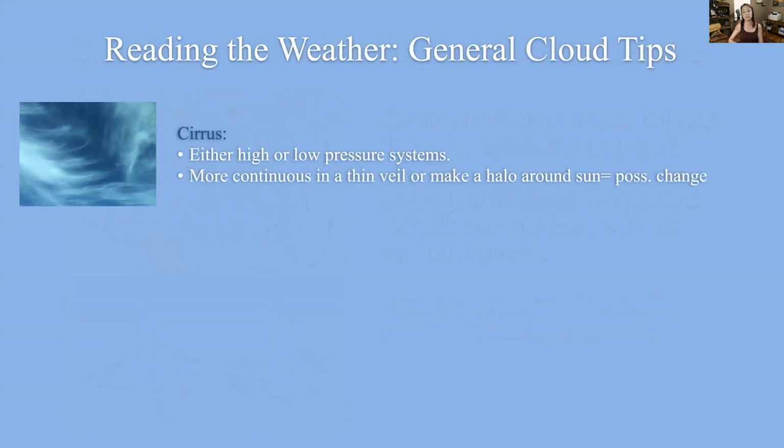All right, so general cloud tips, like what certain clouds can mean. And again, this is general, it's not the rule by any means, but cirrus clouds can indicate high or low pressure systems, and a more continuous veil, or a halo around the sun, can also mean a weather change. So that's what Legolas was seeing. The stars were veiled.